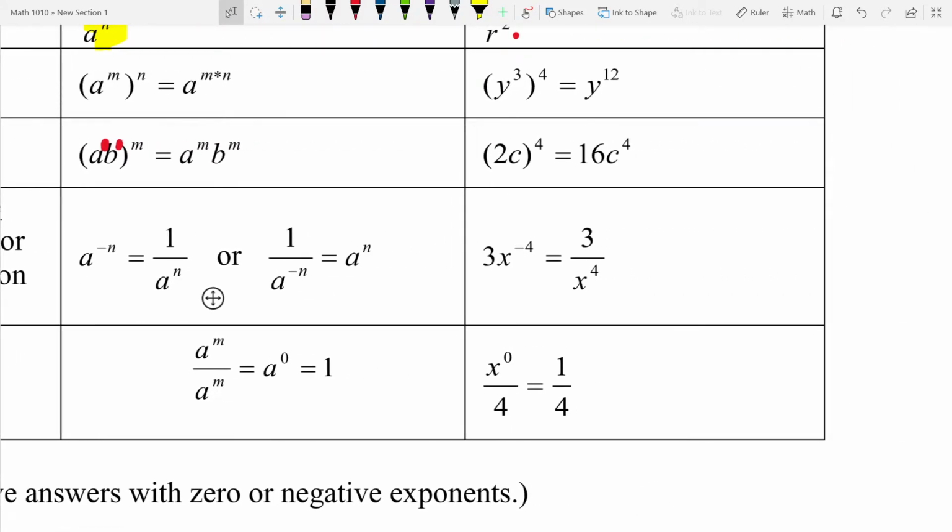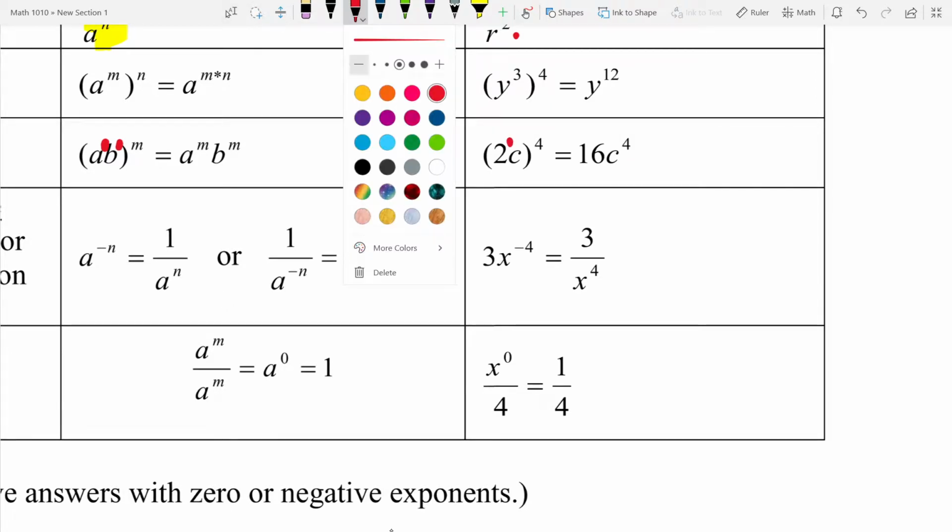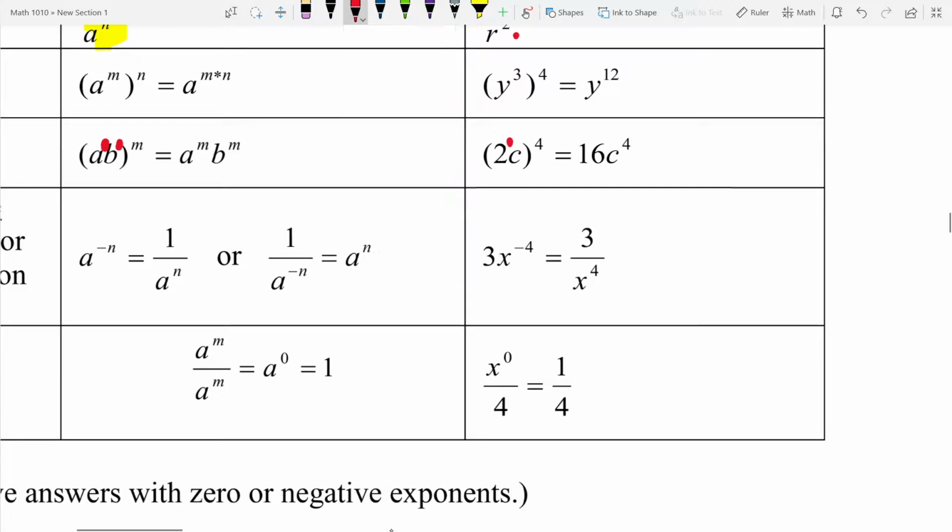So look at this one, guys. The 2 is raised to the first. This is kind of a big one, so look right here. The 2 is raised to the first, and the C is also raised to the first. So the 2 is raised to the 1 times 4, which is 4. The C is raised to the 1 times 4, which is 4. And 2 to the 4th is 16.